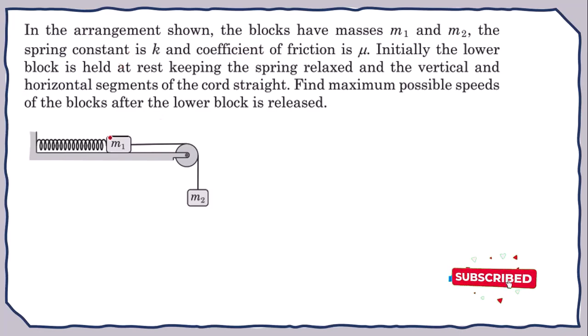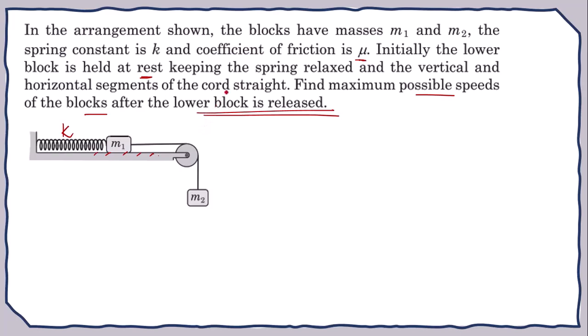In this arrangement, there are two blocks, M1 and M2. They are connected with a spring whose stiffness is given as K, and there is friction between the floor and the surface of block M1. Initially the lower block is held at rest. So M2 is initially at rest, keeping the spring relaxed and the vertical and horizontal segments of the cord straight. Find the maximum possible speed of the block after the lower block is released.